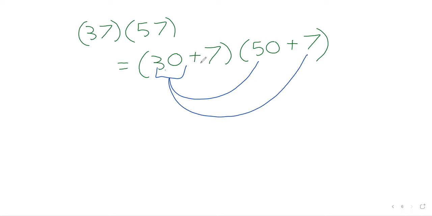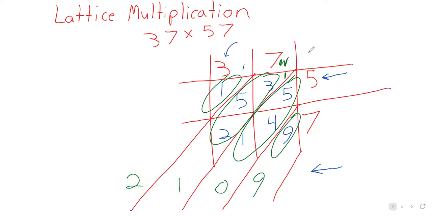And if you remember FOIL for quadratics, first, outer, inner, last, what we're doing is FOILing. 30 times 50 is 1500. And we've got our tens and our ones and so on places now on the diagonal. So we've got a ones place, a tens place, and so on, a hundreds place, and a thousands place. But it's a little awkward because they don't match up.